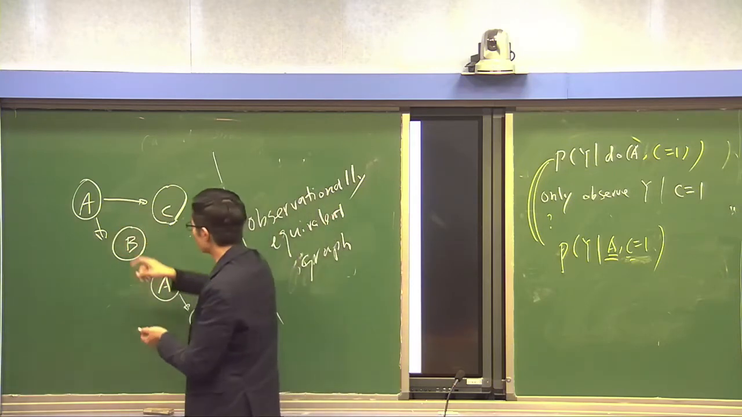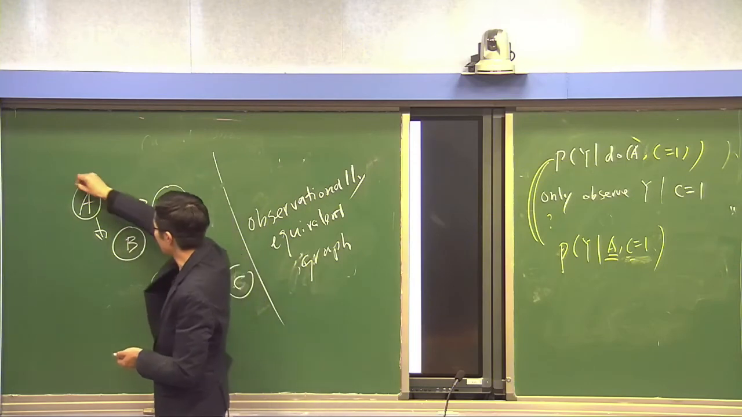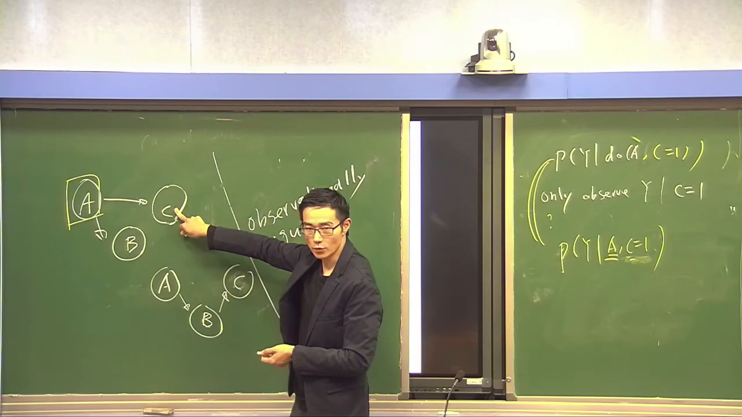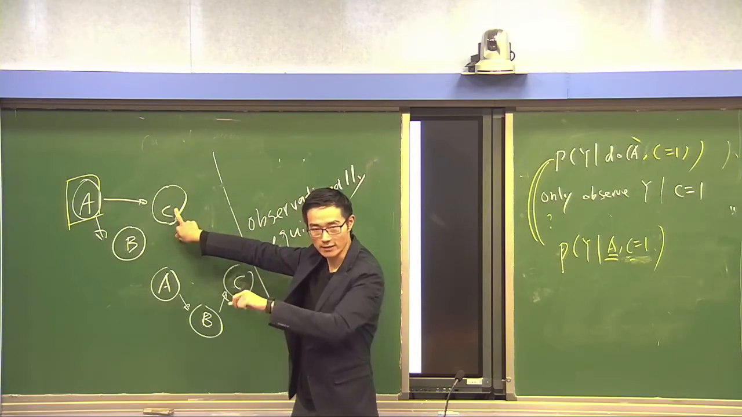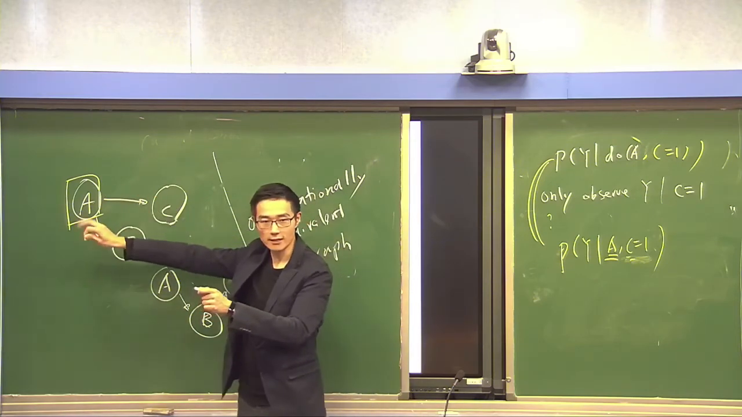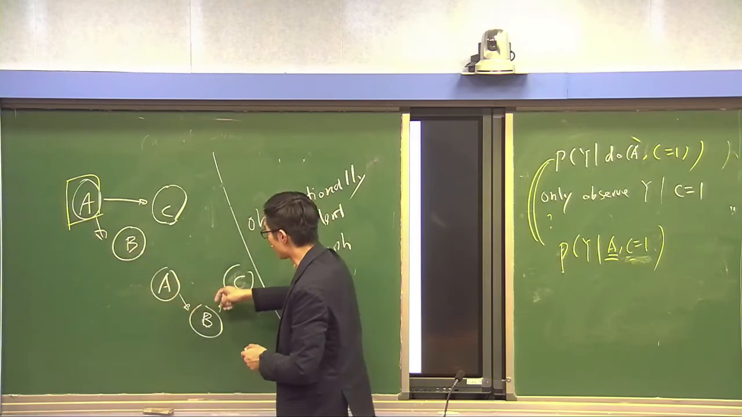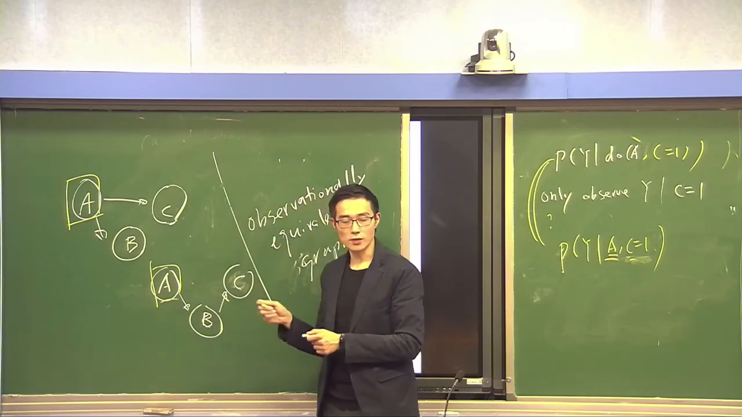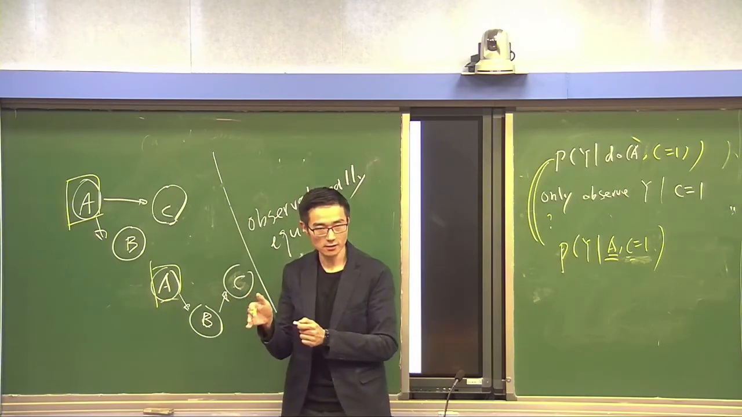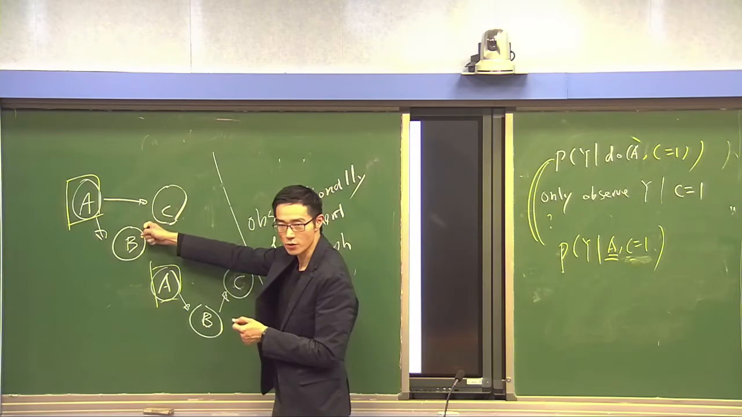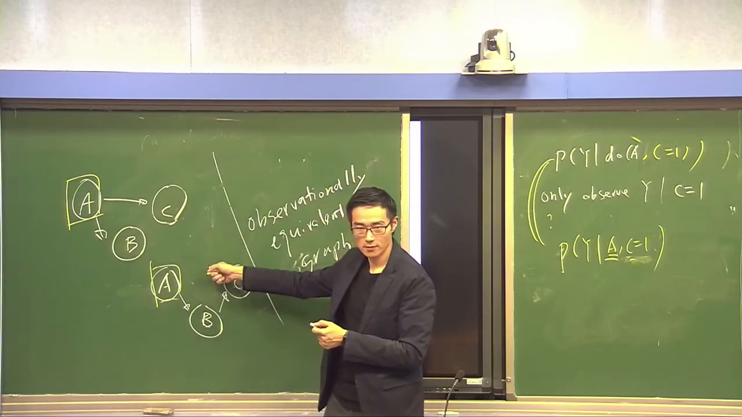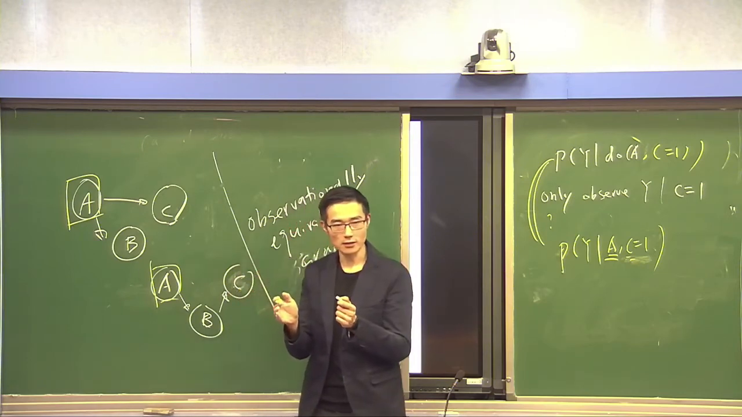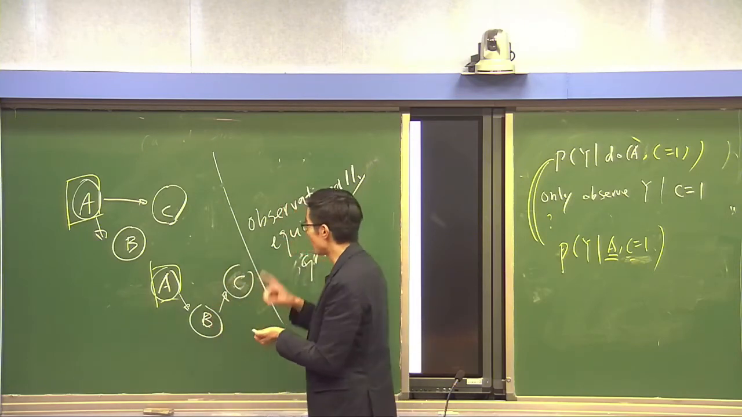How do I find out? Very easy. This graph implies that conditional on A, B and C will be independent, which I can test using data, right? Just fix A and test whether they're independent. And this graph implies that conditional on A, they're still correlated. So I can do a simple conditional independence test to figure out whether this is the true structure or this is the true structure. So this is a general way of finding out which structure is true. Okay, and then in that case you can learn the mechanism.